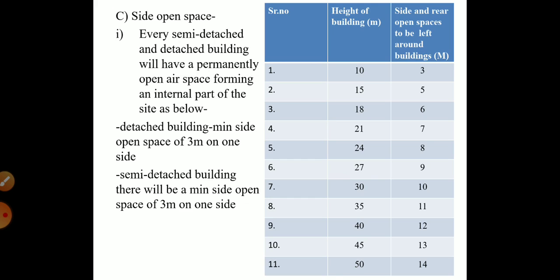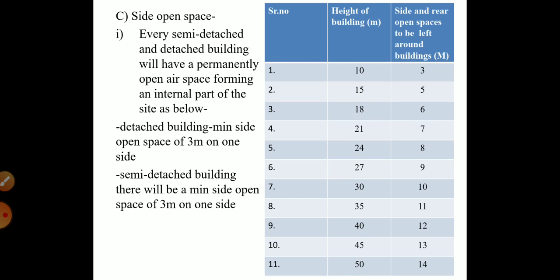For a detached building, there will be a minimum side open space of 3 meter on both the sides. For a semi-detached building, there will be a minimum side open space of 3 meter on one side. And if there is a row type building, no side open space is required. But note that all these clauses are applicable for residential buildings up to 10 meter.